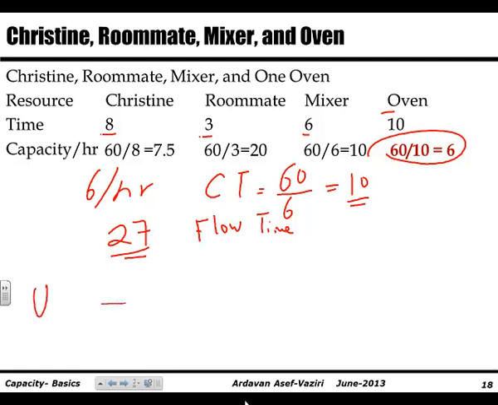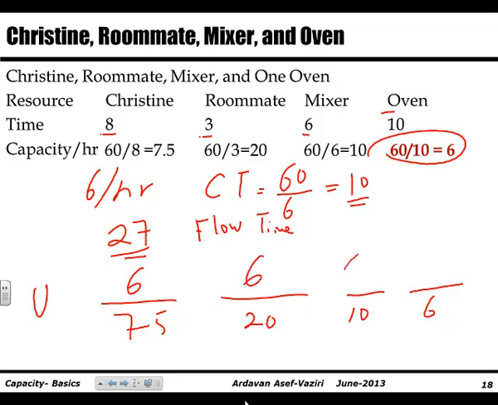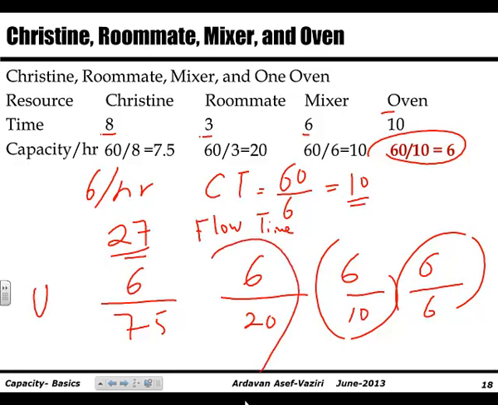Utilization: this one capacity is 7.5, this one capacity is 20, this one capacity is 10, this one capacity is 6, and process capacity is 6. So these are utilizations of these operations. This is 1, this is 0.6, this is 0.3, and this one is 80%, 0.8.